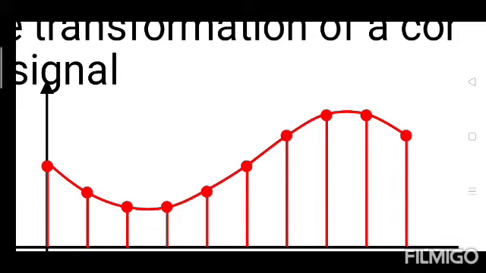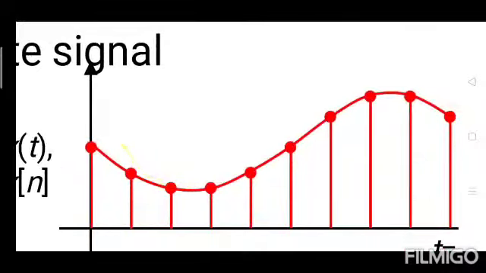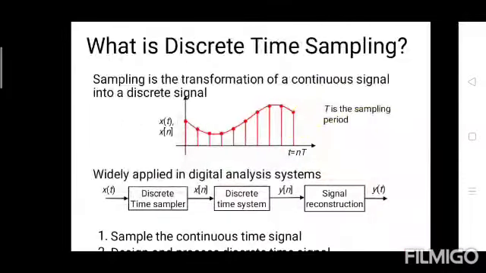That means we are getting a piece of the signal from the whole signal. This is the whole signal. From this whole signal we are getting a piece of value. That piece of value is a sample, and the process of converting this analog continuous signal into discrete form is called sampling.